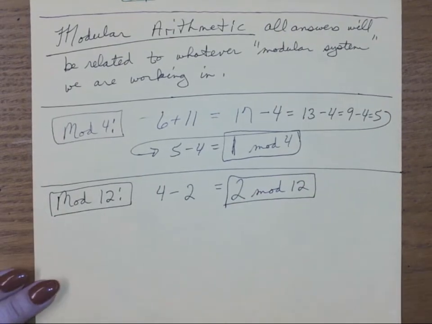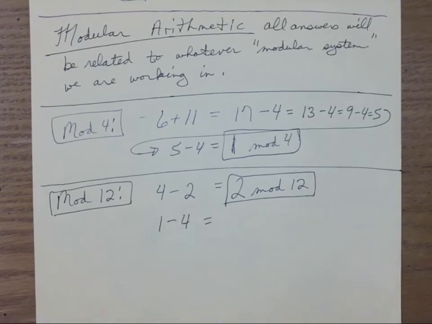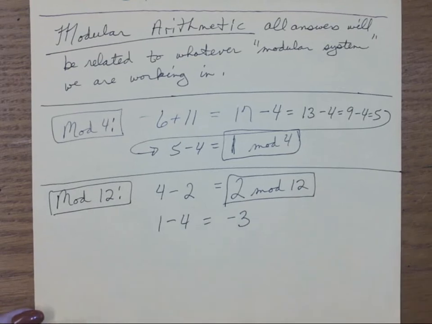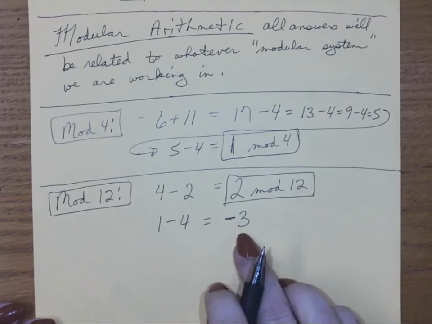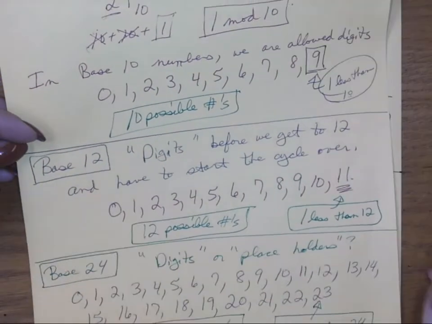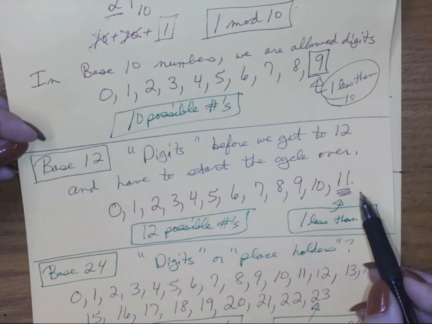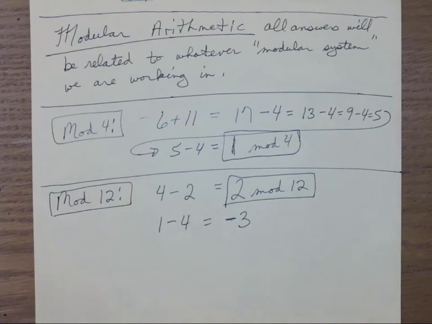That's okay. But what if I had something like this? 1 minus 4. Well, what the heck's going on there? 1 minus 4. That's a negative 3, right? Is negative 3 okay in base 12 or in mod 12? Heck no. I don't have any negative placeholders anywhere, right? Go back to our mod 12 stuff, the answers that are okay in base 12. All of these are positive numbers, right? 0 through 11. So now I can't use a negative number, so I'm in trouble.